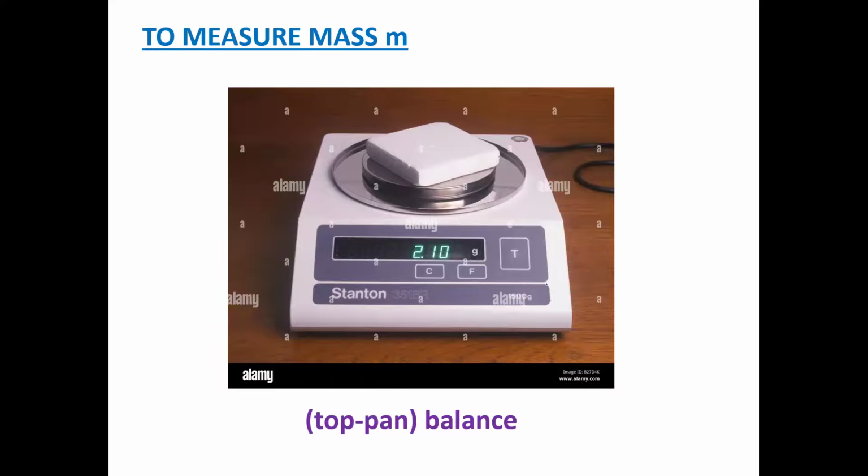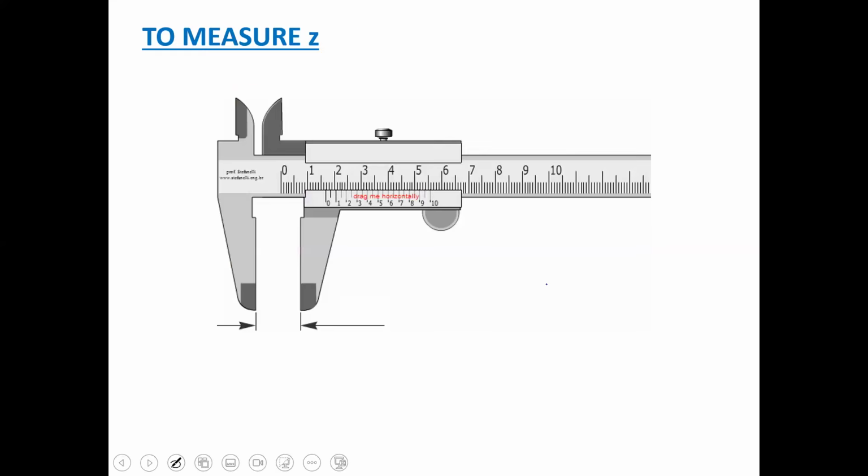Here comes my procedure. I will put the block on a weighing machine, which is called a top pan balance. I will put it on the top pan balance. I'm going to use a top pan balance to measure the mass of the block. Look at this. To measure Z, Z is the thickness of the disc. So I will measure Z by using a vernier caliper. This is my plan.